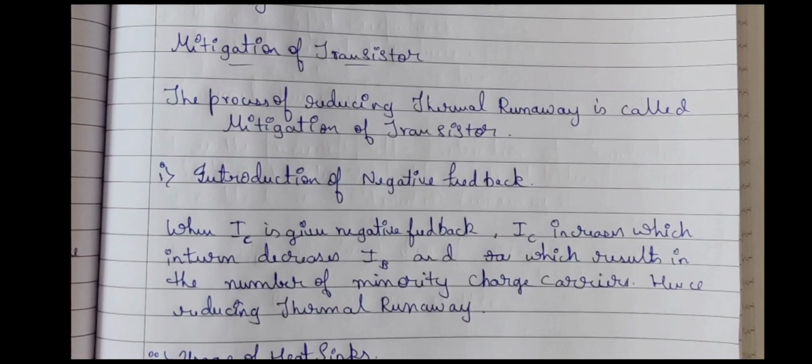When IC is given negative feedback, it will decrease the IC flow, right? And if IC is reduced, IB will also be reduced, which in turn decreases the number of minority charge carriers being produced. If minority charge carriers are less produced, it won't increase IC, and if IC is not increased, there won't be an increase in temperature, and that's how you control thermal runaway.